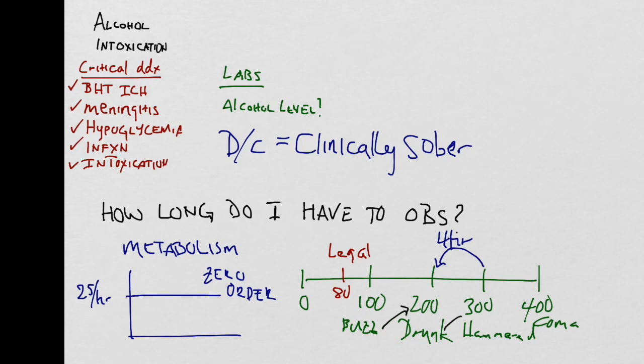And remember what we talked about, chronic alcoholics will have GABA receptor modulations. So each of these mental status changes will occur at higher blood alcohol levels. I've drawn black arrows to represent this. So at 200, the chronic alcoholic may just be buzzed. At 300, they could be drunk. And at 400, they could be hammered.